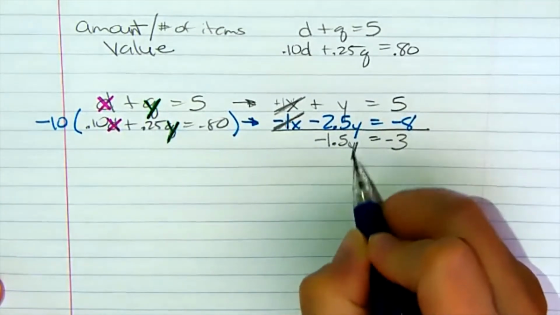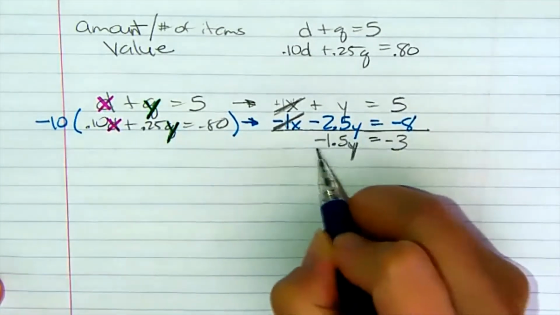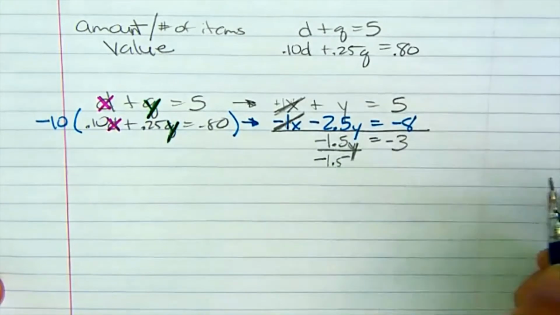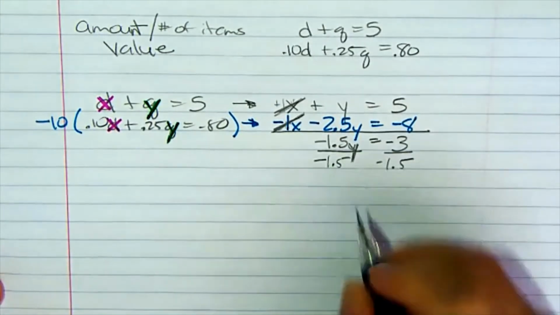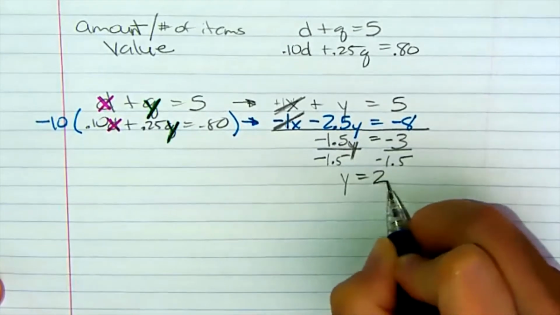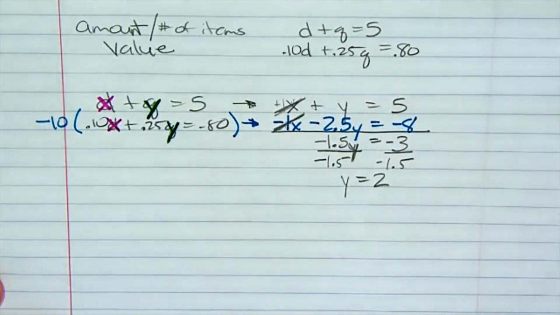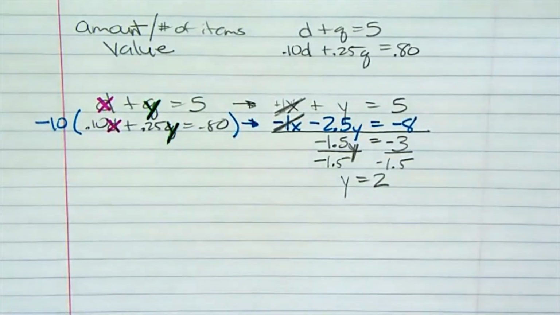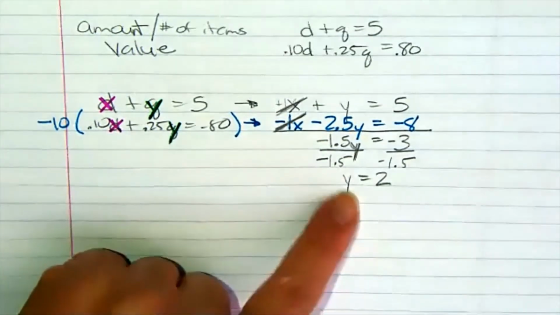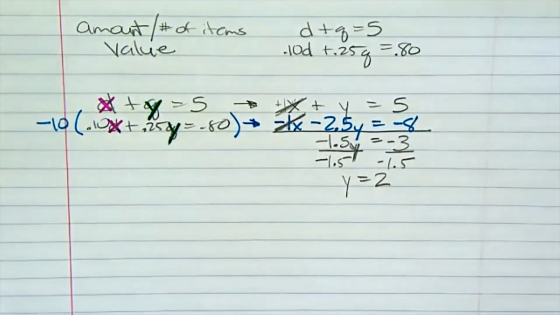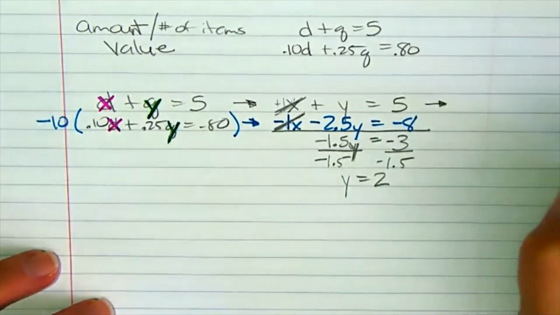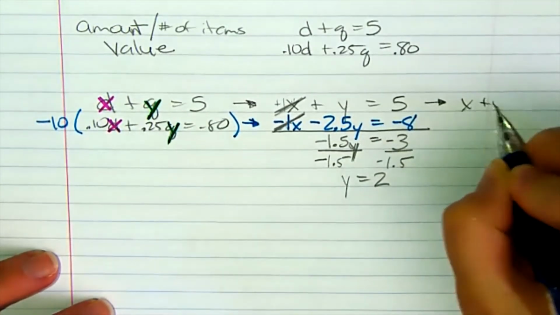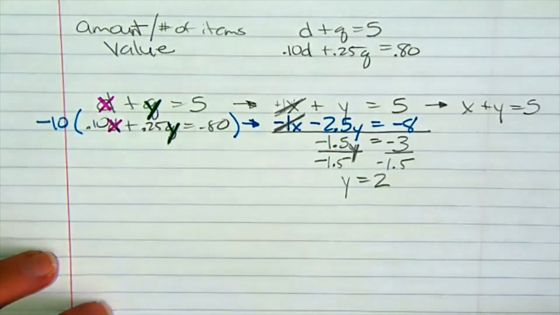I want to isolate my y. So I'm going to divide by negative 1.5. What I do to one side, I must do to the other. y equals positive 2. Yay! Oh, but I'm not done. I have my y. I need to figure out my x. So I'm going to pick the easiest equation to work with. x plus y equals 5.